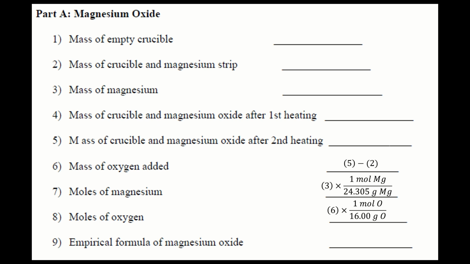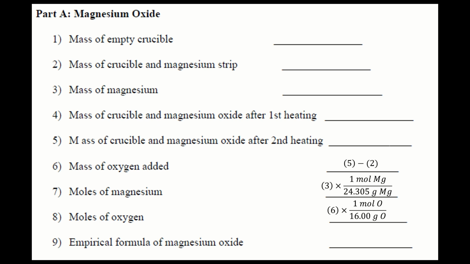And then for line 7, take your data from line 3 multiplied by the reciprocal of the atomic weight of magnesium, 1 mole magnesium per 24.305 grams of magnesium. And then for line 8, that'll simply be your recorded value in line 6 multiplied by the reciprocal of the atomic mass of oxygen, 1 mole of oxygen per 16 grams of oxygen.